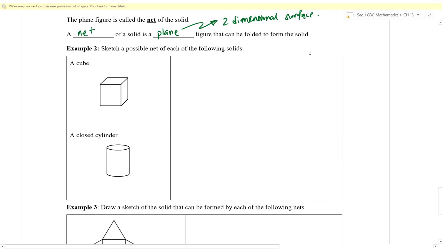For nets, there are many possible nets for a given object. For example, if we have a cube, a possible net could look like this. This is one possibility. Another possibility could look like this.